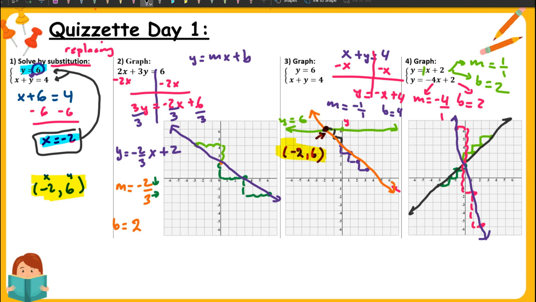Two lines intersect each other at this point, which is 0 comma 2. 0 on x and 2 is on y.